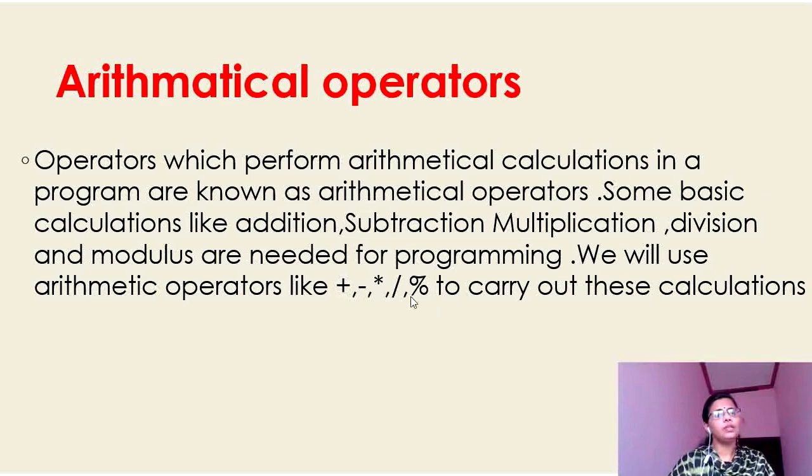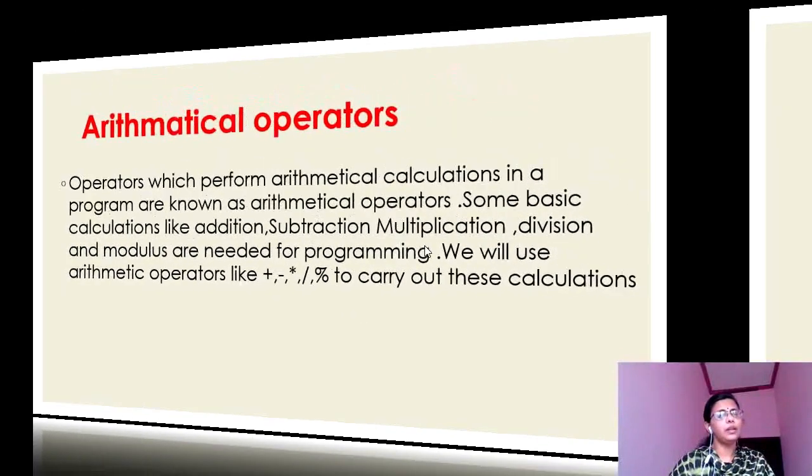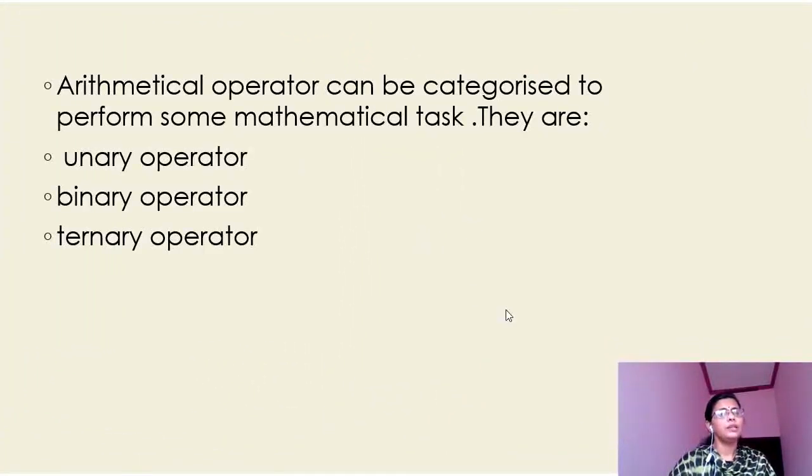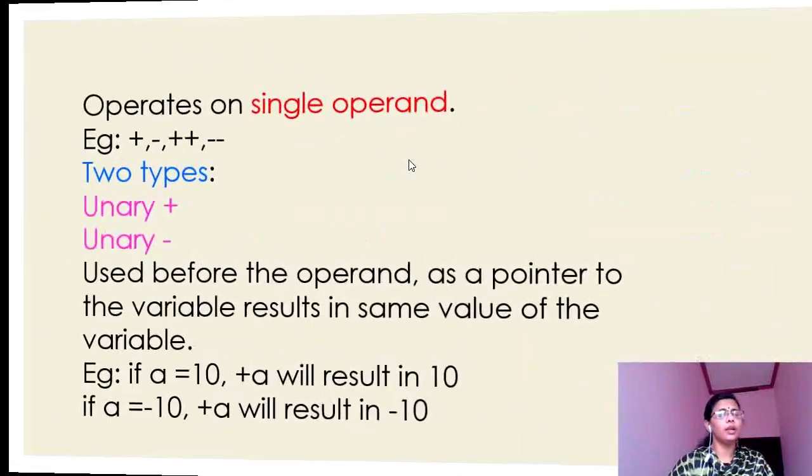So we will be using these operators under arithmetical operators. They can be categorized to perform some mathematical task. Whenever you want your program to do some mathematical functions, we make use of these arithmetical operators. Depending upon your mathematical task, they are further classified as unary operator, binary operator, ternary operator. What is a unary operator?